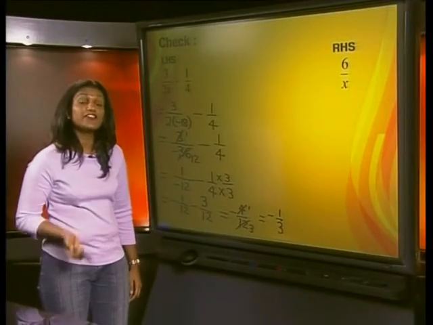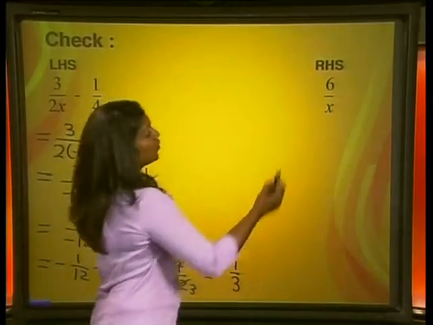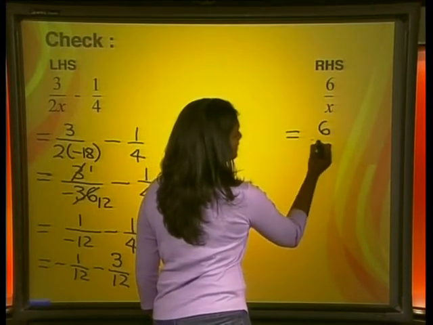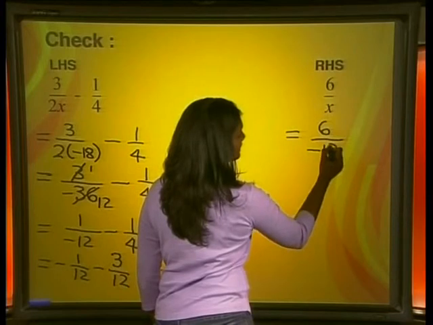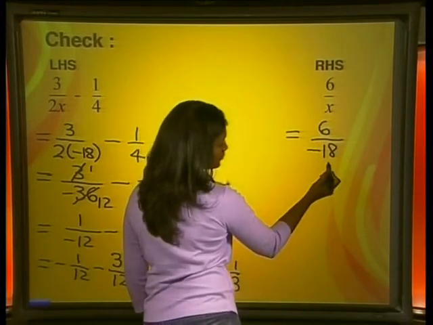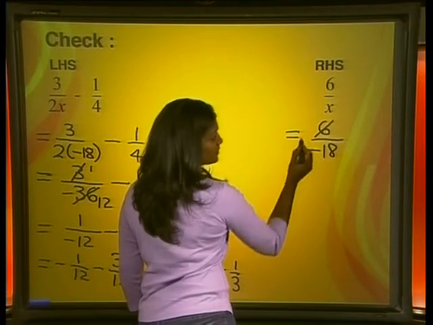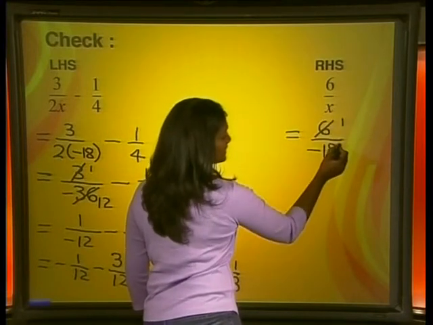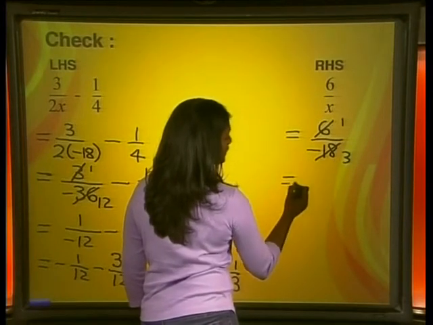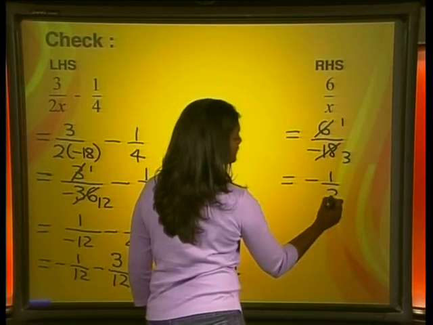Now let's simplify the right-hand side. We know that x is negative 18, so let's substitute. We get 6 divided by negative 18. This is one fraction, so all we have to do is simplify this fraction. 6 divides into 6 once, 6 goes into 18 3 times. I am left with negative 1/3.